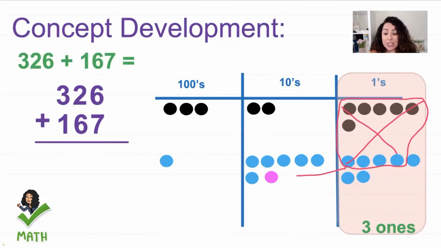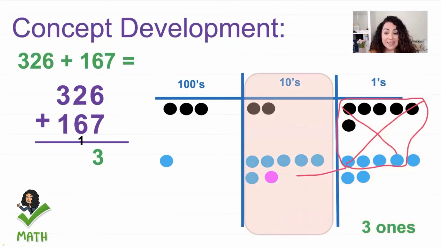So now how would I show that in the algorithm? Remember, we have a new bundle of 10 and 3 ones, so put your 10 up high and your ones down low. So there is my new bundle of 10, and I have my 3 ones. So you can see that my algorithm still matches my place value chart. So let's take a look at the tens. I have 2 tens plus 6 tens, and then I have one more group of 10 that I just added in. So 2 tens plus 6 tens is 8 tens, plus one more is 9 tens. So to put that in the algorithm, I just put it right there in the tens place, and I'm done.